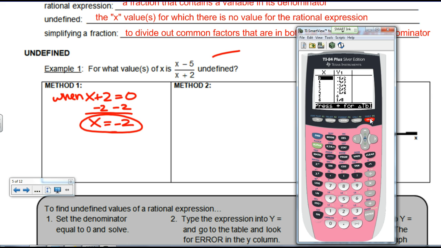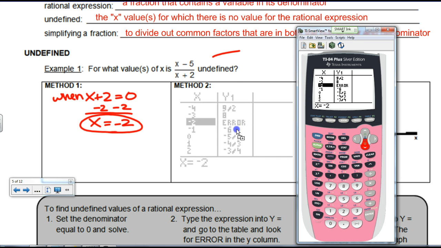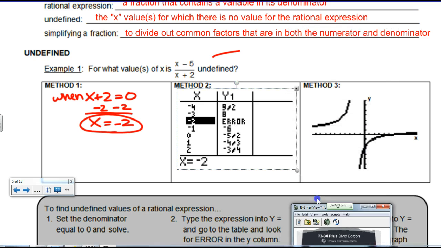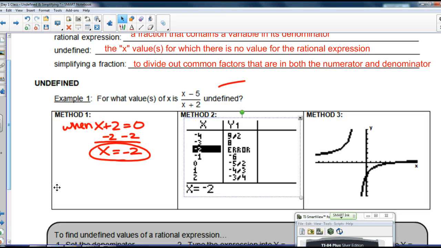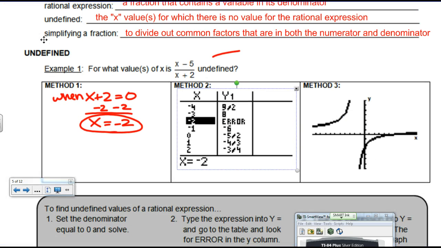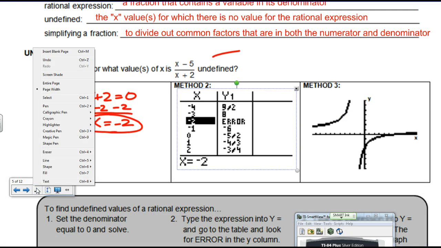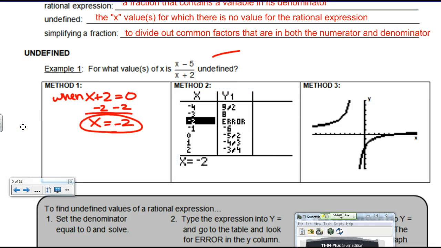We could scroll the table, and all of these x's, as long as they have a value with them, they're fine. But once I get to this one, I see that there's a problem. If you want to copy that, the table has limitations because right now the table's going by whole numbers. The spot where it might be bad might be a fraction, so that might not be the best way to go, but you can always take a look at the table. If you find an error in it, that is a place where it means undefined.